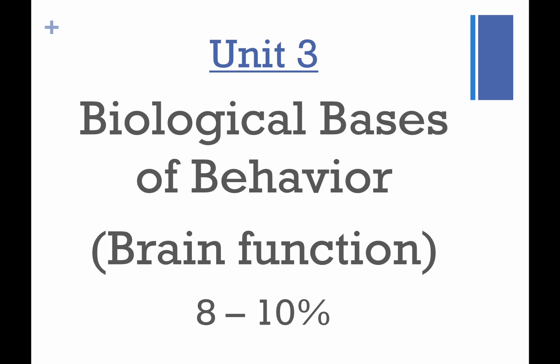Unit 3 is the big unit. This is the one with all of the brain parts, the brain regions, the association areas, the lobes, the hemispheres, the parts of the neuron, all of the scans, neurotransmitters, hormones, nervous systems. This is a huge chapter.